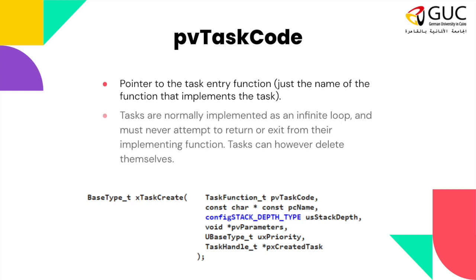Okay? Tasks are normally implemented as an infinite loop and must never attempt to return or exit from their implementing function. Tasks can, however, delete themselves. So actually, since we are working in a real-time embedded system and a real-time operating system, we need to have tasks running in an infinite loop because what?